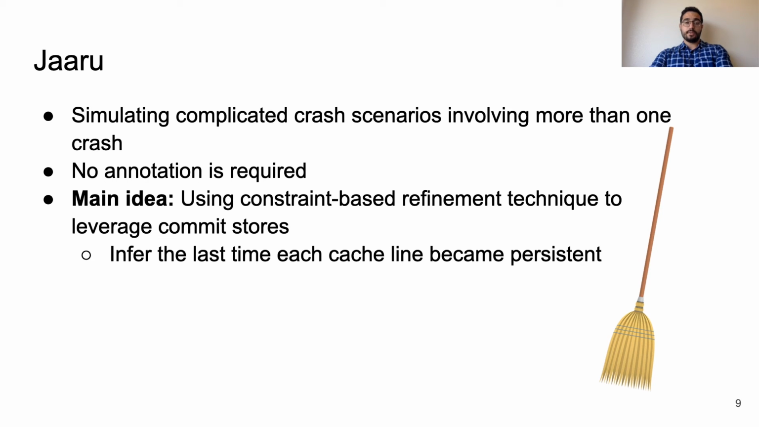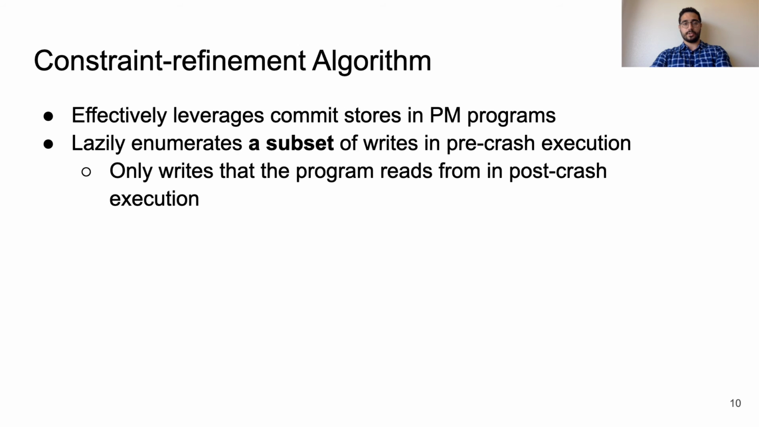It uses a constraint-based refinement technique to reduce the search space. The idea is to reason about the last time each cache line was written back to persistent memory. To be more specific, Jaaru uses flush instructions to infer constraints on the last time each cache line became persistent in pre-crash executions and refines these constraints in a post-crash execution. This technique works well for persistent memory programs because it effectively leverages commit stores. In fact, Jaaru does not eagerly enumerate all pre-crash stores. Instead, it lazily enumerates a small subset of them that are actually read by a post-crash execution, which is the key idea to drastically prune the search space in Jaaru.